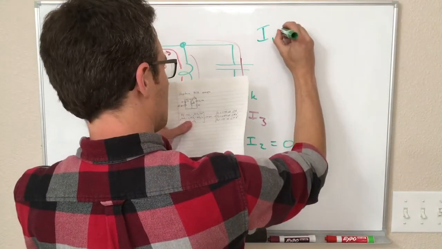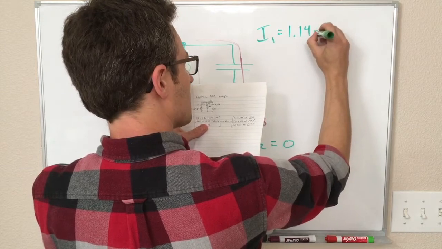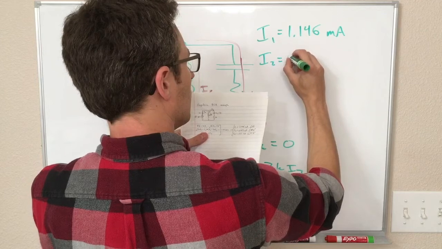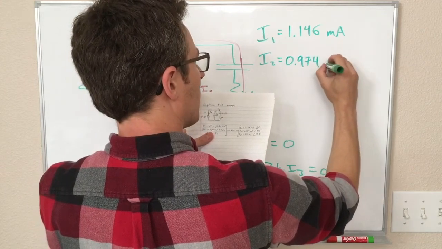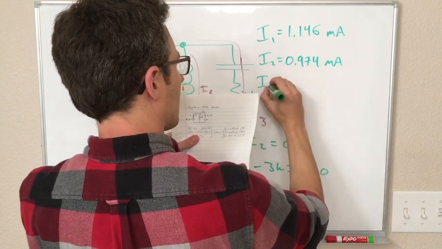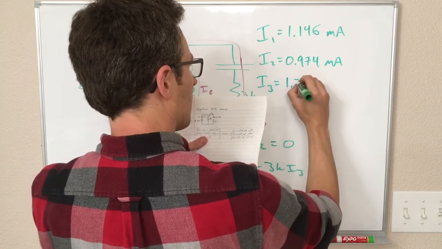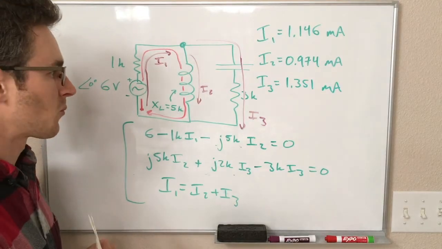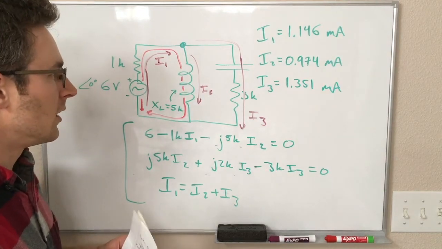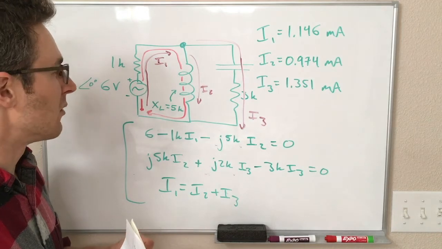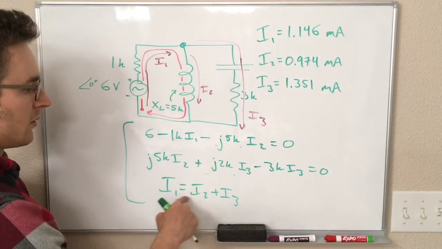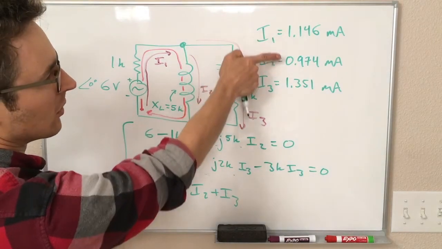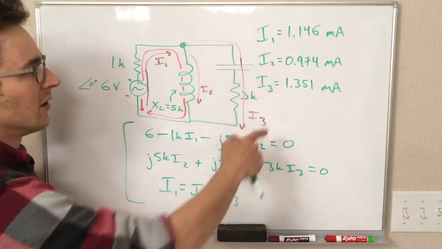So I1 is equal to 1.146 milliamps. I2 is equal to 0.974 milliamps. And I3 is equal to 1.351 milliamps. And I'll pause here for a second and point out that if I look at this equation, I1 equals I2 plus I3, the way I've written these, that is not true, right? 1.146 does not equal 0.9 plus 1.35, like not even close.